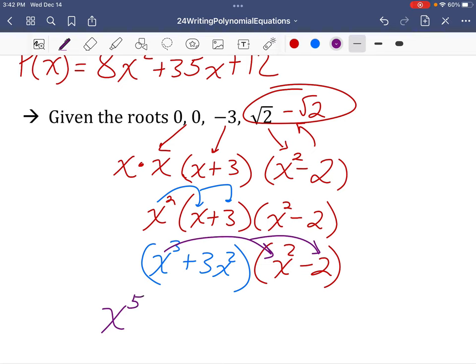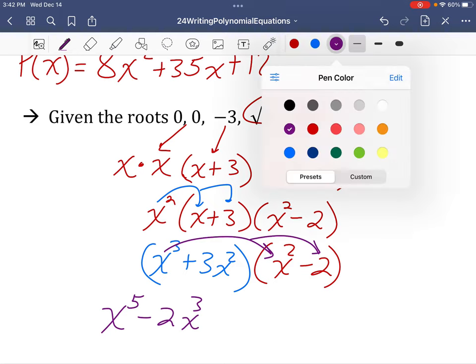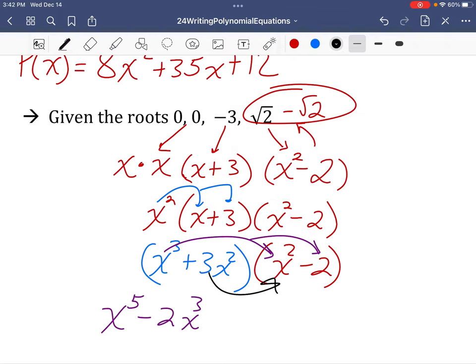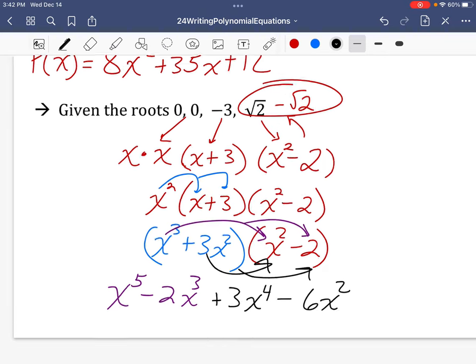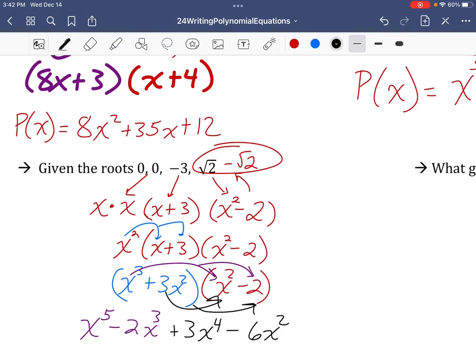Now, x cubed times x squared is x to the 5th, and then minus 2x cubed. And then I think I'm going to multiply here, that is distribute 3x squared to x squared and get 3x to the 4th. And then one more time, distribute, and you get minus 6x squared.